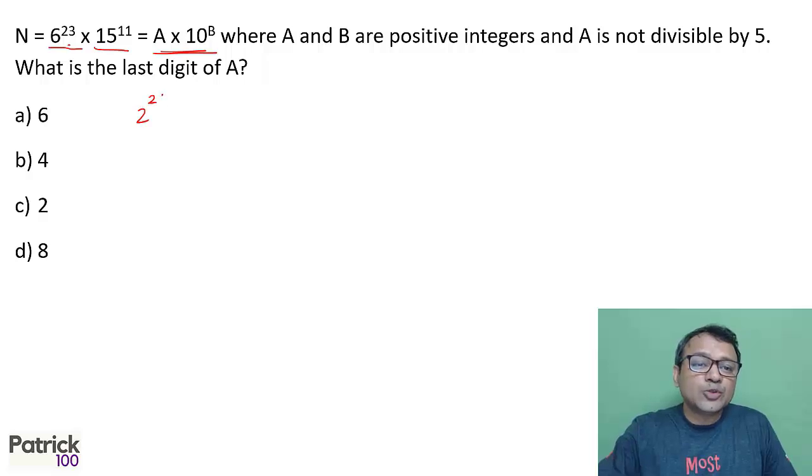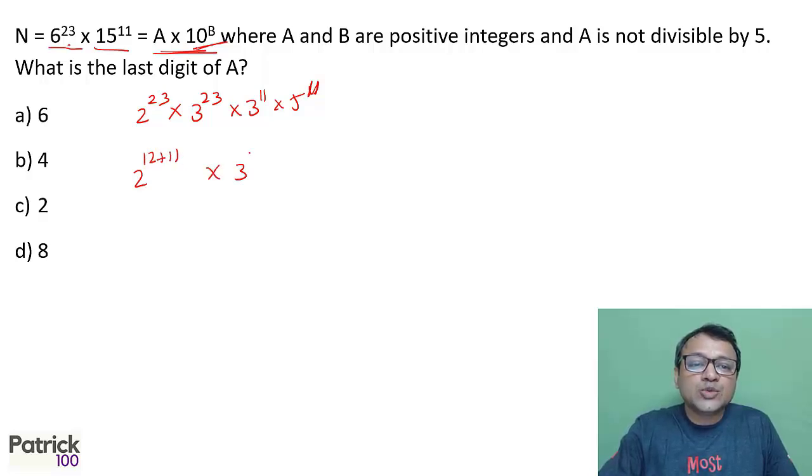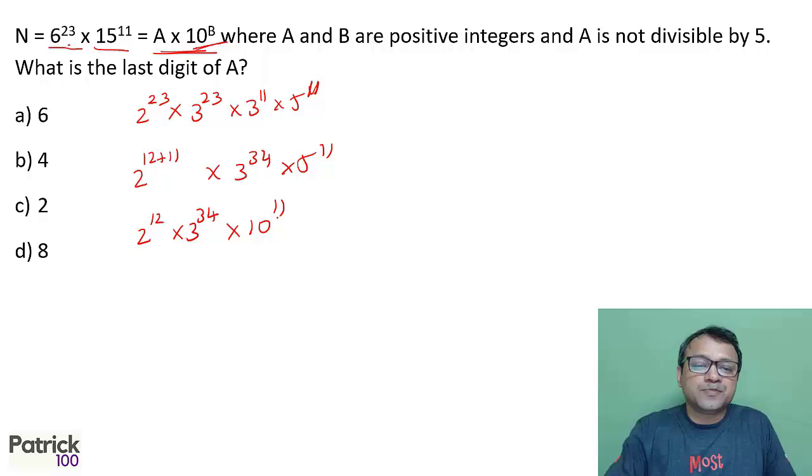First you break it up into smaller parts: 2^23, 3^23, 3^11, 5^11. 15 is 3 into 5 and 6 is 2 into 3. If I want to make it 10 raised to B, I have to combine 5 with 2. Since there are 11 5s, I require 11 2s. So 2 raised to 12 plus 11 is 23, into 3 raised to 34, into 5 raised to 11. I can combine 2 raised to 11 and 5 raised to 11, and I get 2^12 into 3^34 into 10^11. So I know B is 11.